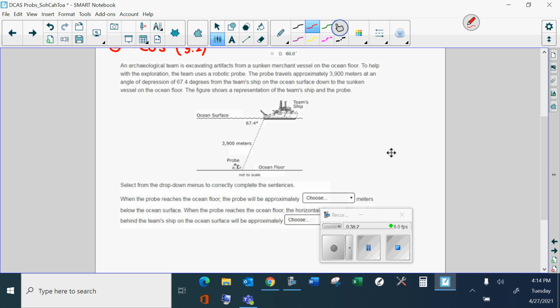All right. Probe travels 3,900 meters. An angle of depression, 64.7 meters to the team's ship. Okay.